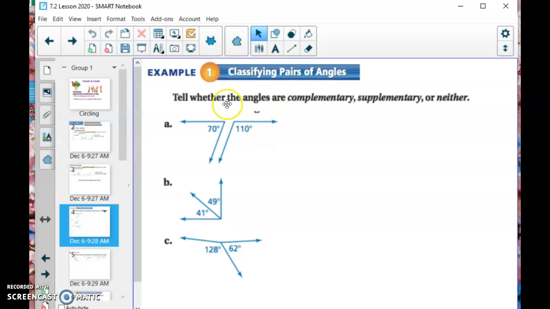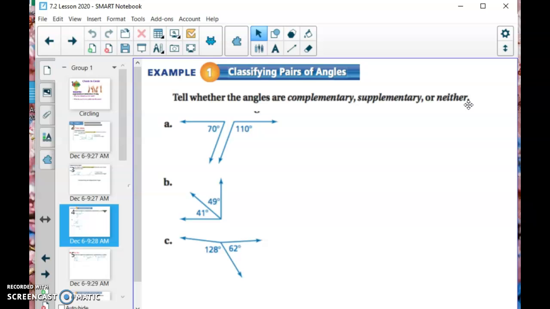So looking at these three examples, I need to tell whether the angles are complementary, supplementary, or neither. Well, the way that they would be neither is if they do not sum to 90 degrees and they do not sum to 180 degrees. That means that they would be neither complementary nor supplementary.